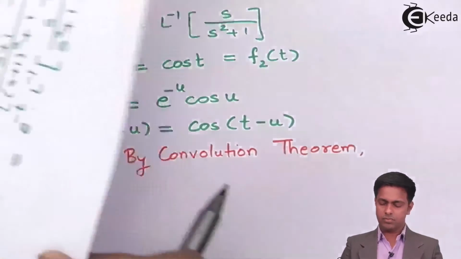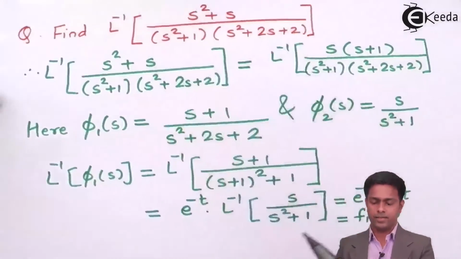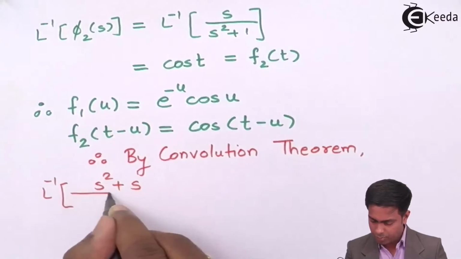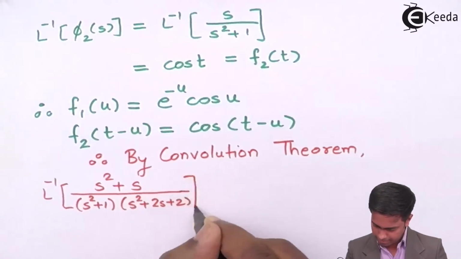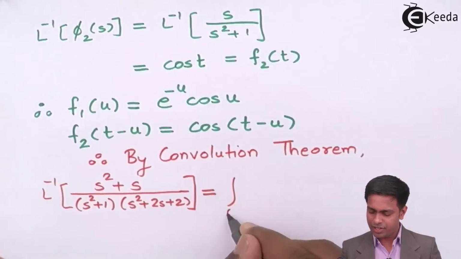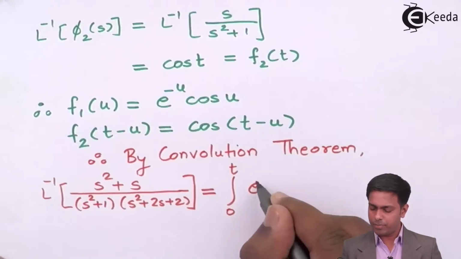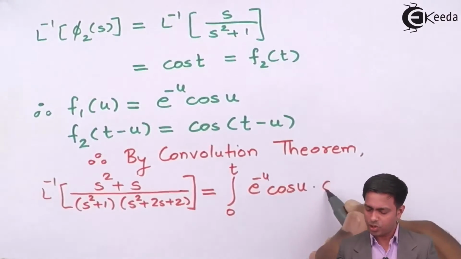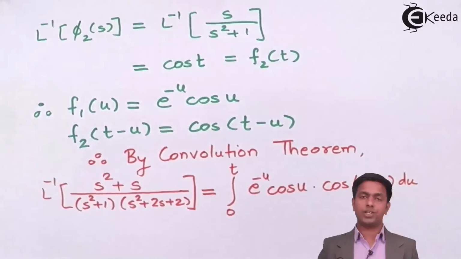So here if I multiply these two functions, I'll get this back. So I'll write down those terms. So s square plus s upon, now on the right hand side, by convolution theorem, we'll get integral 0 to t f1 of u, which is e to the power minus u into cos u, and f2 of t minus u, which is cos of t minus u, and I'm going to integrate it with respect to u.